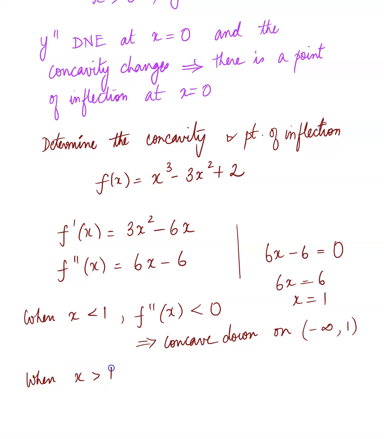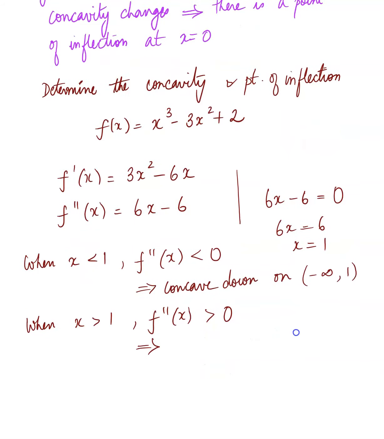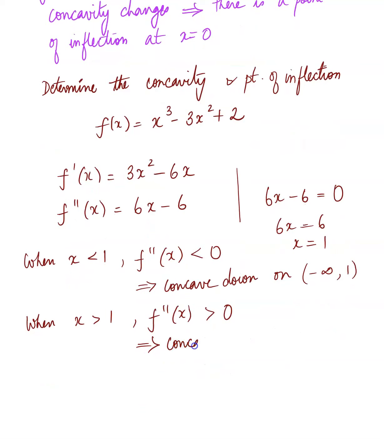When x is greater than 1, f double prime of x, again, choose a test point, try 2. 6 times 2 is 12, 12 minus 6 is 6, positive. So that's going to be positive. That's going to be concave up on the interval 1 to infinity.